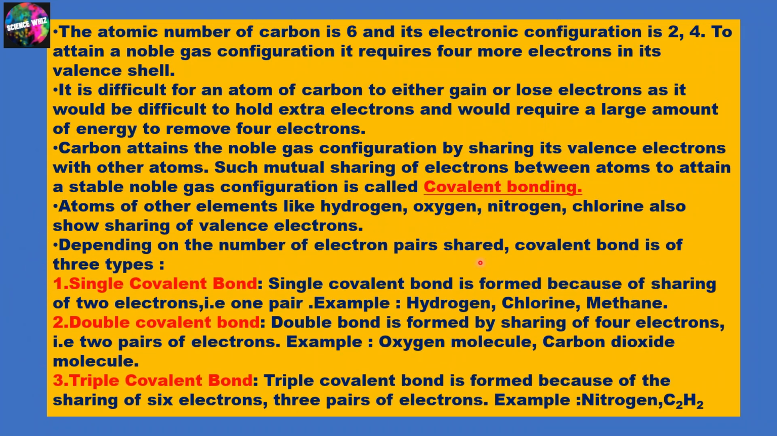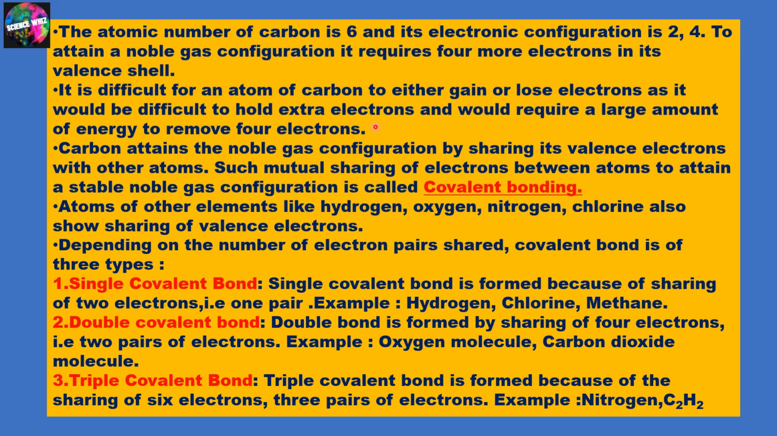Let's summarize what we have learned. The atomic number of carbon is 6 and its electronic configuration is 2, 4. To attain a noble gas configuration, it requires 4 more electrons in its valence shell. It's difficult for an atom of carbon to either gain or lose electrons, as it would be difficult to hold extra electrons and would require a large amount of energy to remove 4 electrons. So, carbon attains a noble gas configuration by sharing its valence electrons with other atoms.